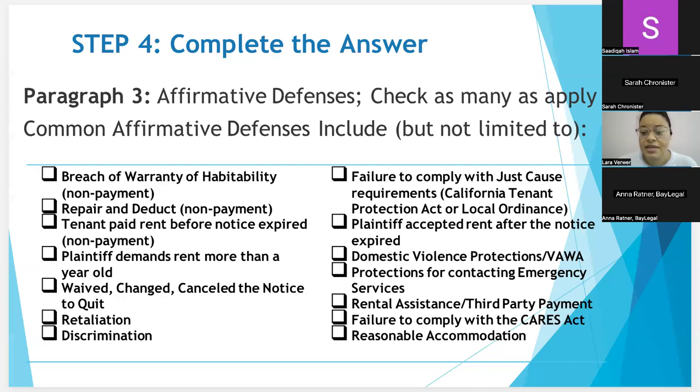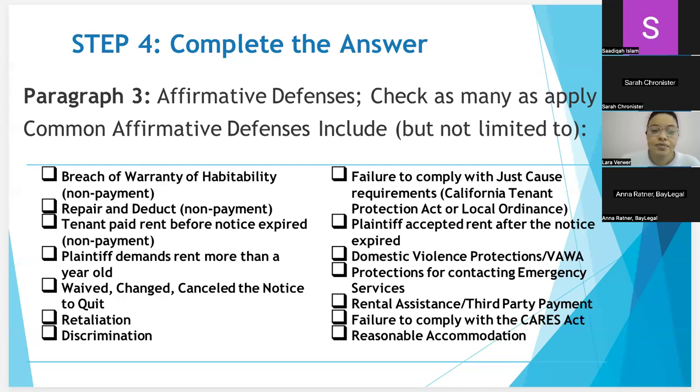Other protections are domestic violence protections, VAWA protections, as we mentioned in our first part of the housing series. Also protections for contacting emergency services. So if the landlord is trying to evict because the tenant contacted emergency services, that's a valid defense. Failure to accept rent from rental assistance or a third-party payment. Also failure to comply with the CARES Act. So this is for federal, for certain covered properties, so properties that participate in a federal housing program, or if they have a federally backed mortgage loan, then the landlords must provide a 30-day notice to quit. Failure to do that is a defense to an unlawful detainer action.